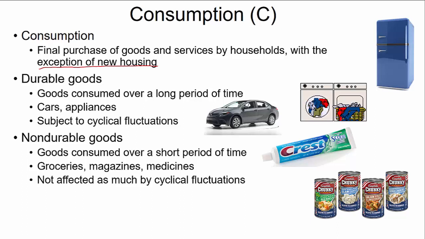Now what it says here, these two bullet points, subject to cyclical fluctuations. What that's referring to is during a recession, we will spend less on durable goods. But we're still going to buy the same amount of food and toothpaste and toilet paper in a recession. So that's why non-durable goods are not affected as much by cyclical fluctuations, which is referring to recessions.